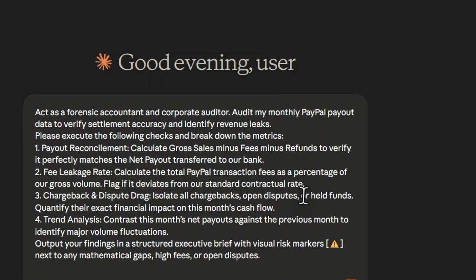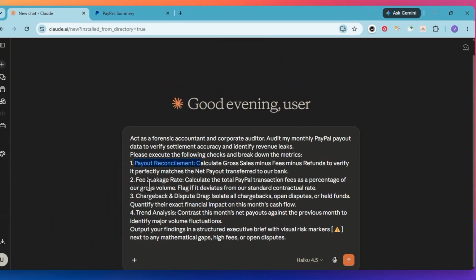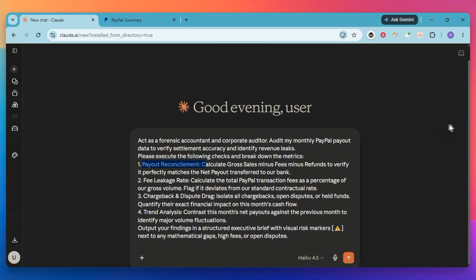First, the AI performs a payout reconcilement by calculating your gross sales, subtracting fees and refunds, and checking if the total matches the net payout in your bank account. Next, it identifies fee leakage by calculating transaction fees as a percentage of your total volume to ensure you are not being overcharged based on your contract.